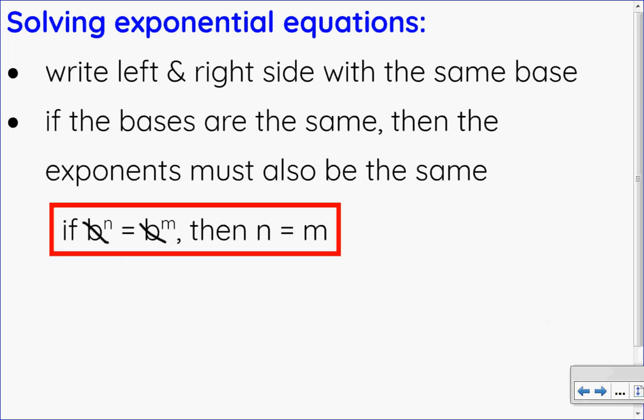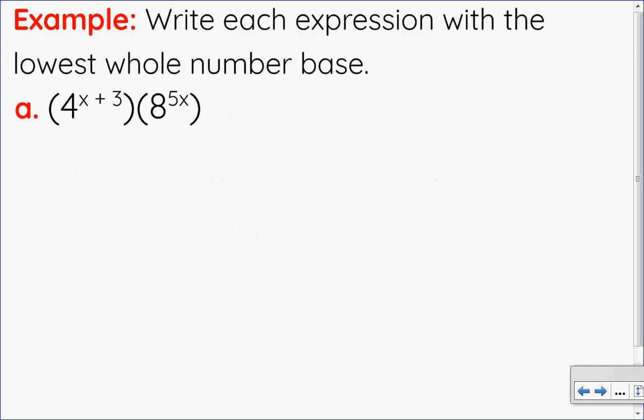So I want to practice how we write things with a common base first. For example, 4 to the x plus 3 and 8 to the 5x. How do I write those with the same base? So I want to have the lowest whole number base. I look at the lowest number, which is 4. Now I know I can't multiply 4 by itself to get to 8, so I need to go lower than 4, and that would be 2. So I know 4 is the same as 2 squared, and 8 is the same as 2 cubed.